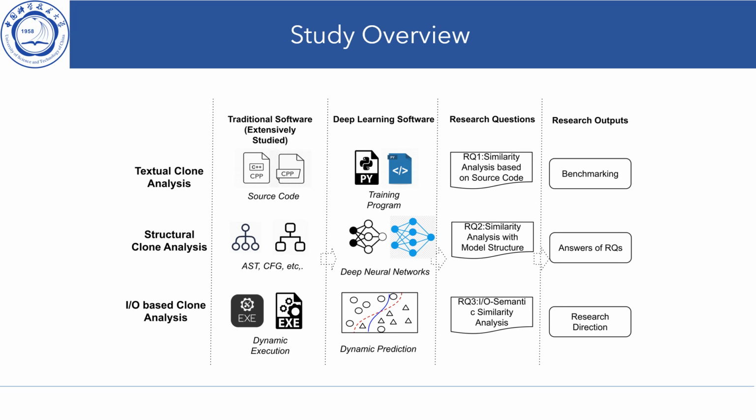To finally figure out how the clone analysis performs on deep learning software, we divided the clone analysis into three aspects, namely the textual clone analysis, which mainly deals with the source code of deep learning software, and the structural clone analysis, which cares about the structure difference between deep learning models, and finally the input-output based clone analysis, which deals with the dynamic behavior of deep learning models.